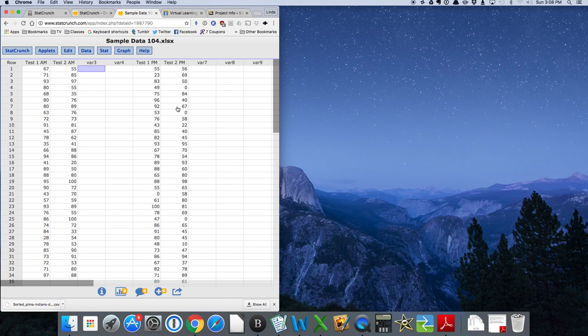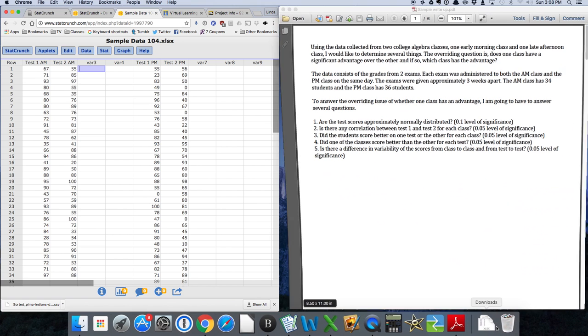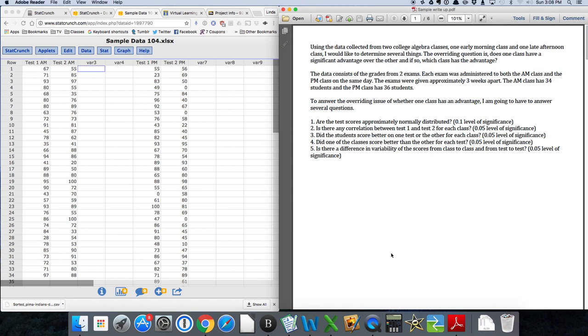And I want to see, based on these two exams, if it looks like one class has an advantage over the other. Alright, so I'm going to pull up the write-up here so we can look at this. Now, when you get your project, it is not going to be this data, but when you get your project, I will give you a page just like this one. Alright, so using the data collected from 2 college algebra classes, 1 early morning class, 1 late afternoon class, I would like to determine several things.